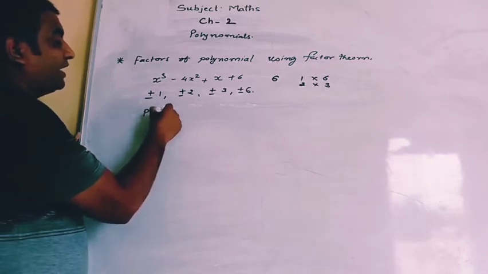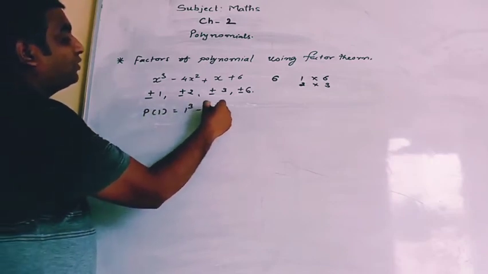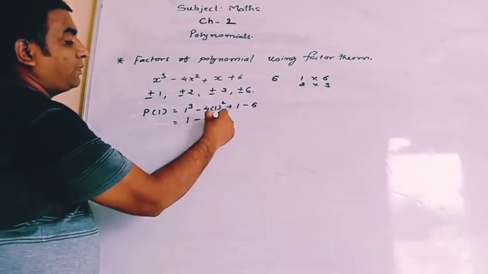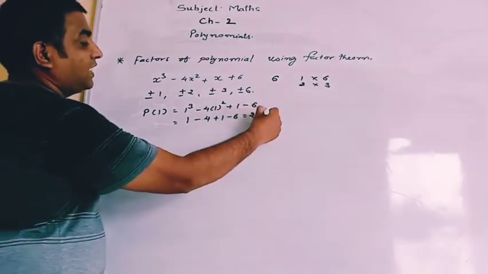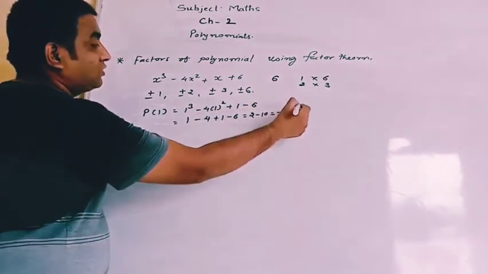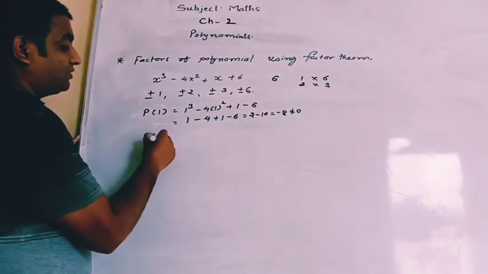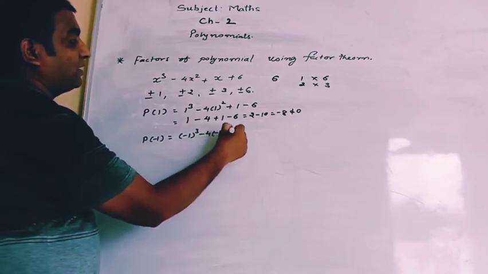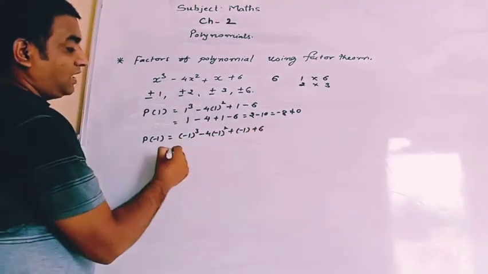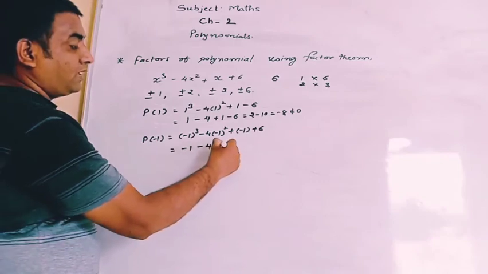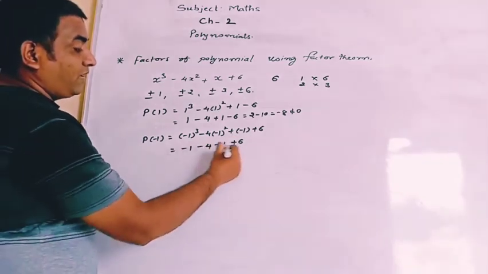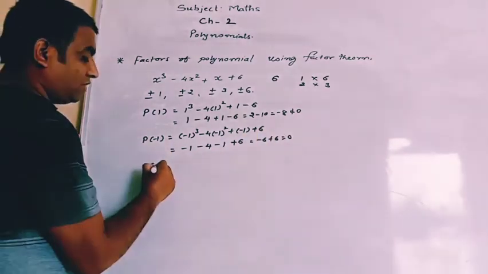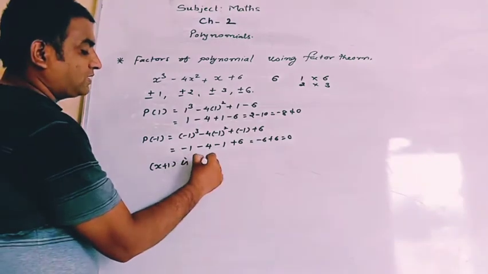So P(1) we check: 1 cube minus 4 into 1 square plus 1 plus 6. So 1 minus 4 plus 1 plus 6, so 2 minus 10... minus 8 is not equal to 0. P(minus 1) we take: minus 1 cube minus 4 into minus 1 square plus minus 1 plus 6. It will be minus 1 minus 4 minus 1 plus 6. So here we can see that minus 6 plus 6 will give 0. And so P(minus 1) is 0. So x plus 1 is a factor of P(x).